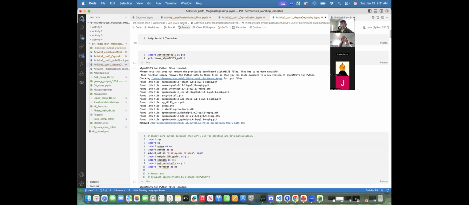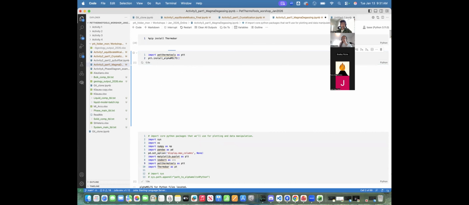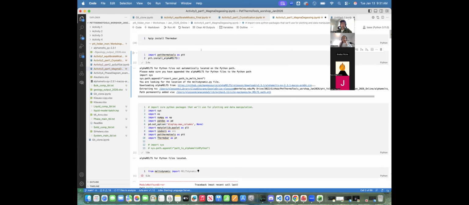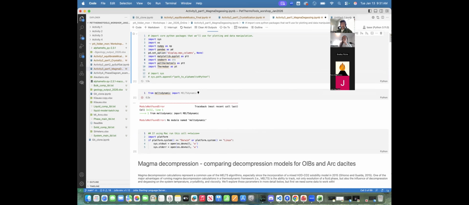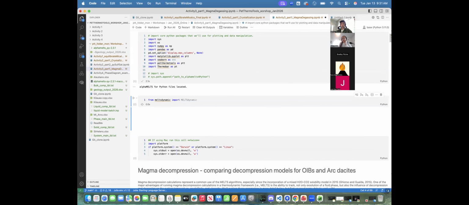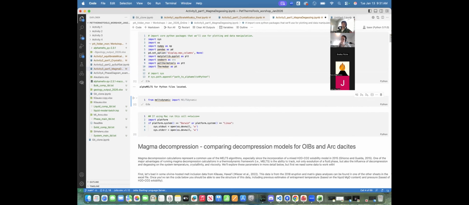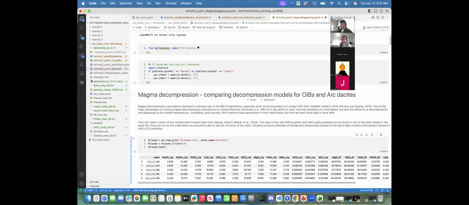Okay, so I'm going to quickly fix the fact that I just broke my installation. There we go. Right, so you don't need to do that. You should be able to start from here. It should locate the alpha melts files, and this should run with no issue. As long as that runs with no issue, then we're good to do the rest of the notebook. Once again, because I'm on Mac, I'm going to run this cell twice to suppress those outputs. And then we're going to move down into the rest of this.